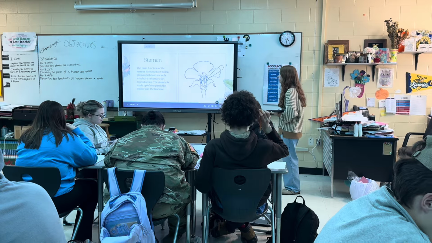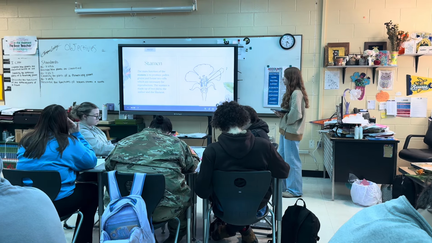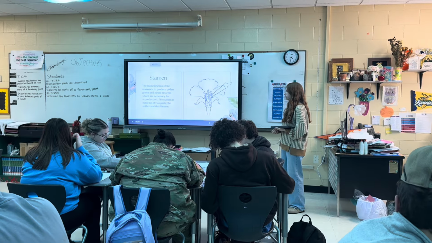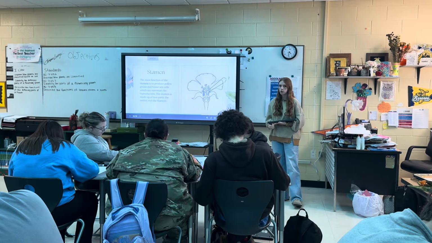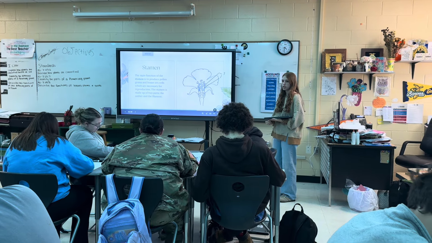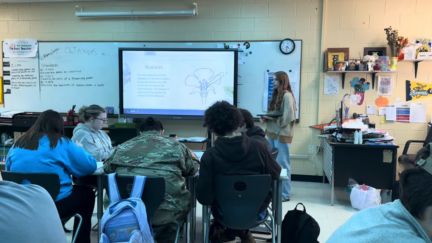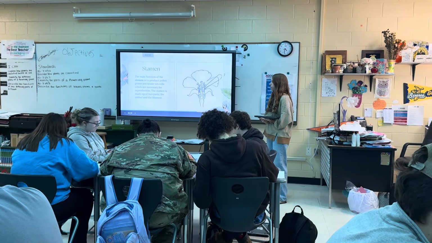So the next part that we have is the stamen. The main function of the stamen is to produce pollen grains and house sex cells, which are necessary for reproduction. The stamen is made up of two parts, the anther and the filament. So just like the pistil, the stamen is the group for the male reproductive system because it is made up of the anther and the filament, which are the two parts of the male reproductive system.